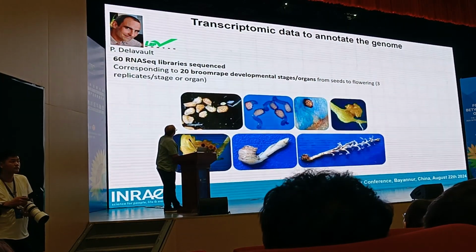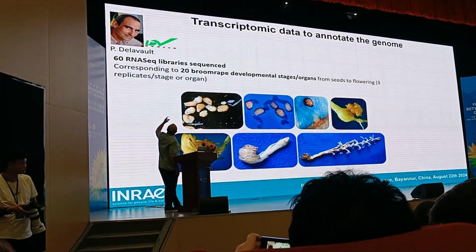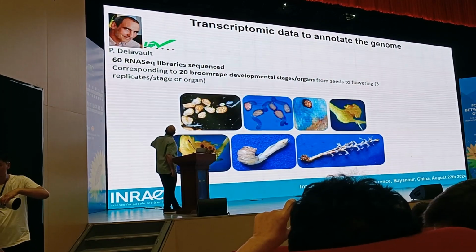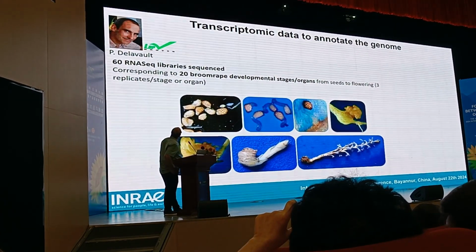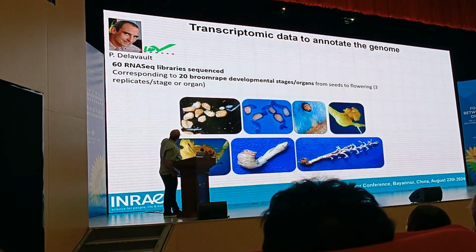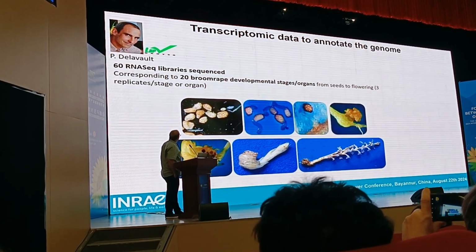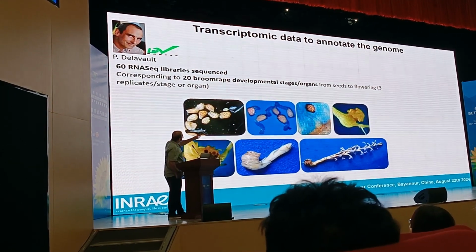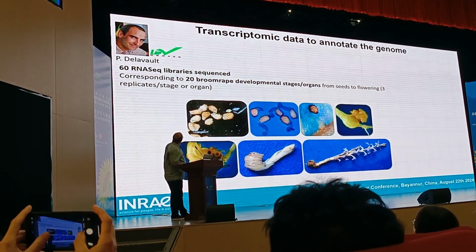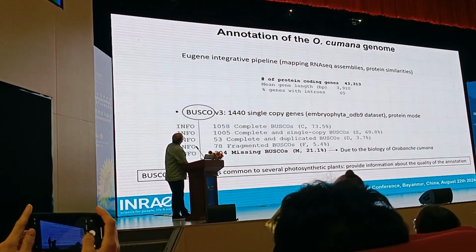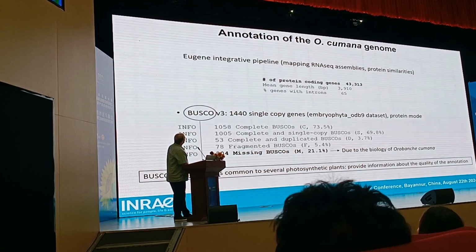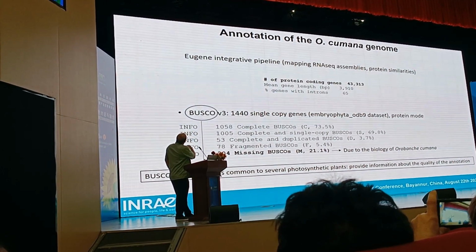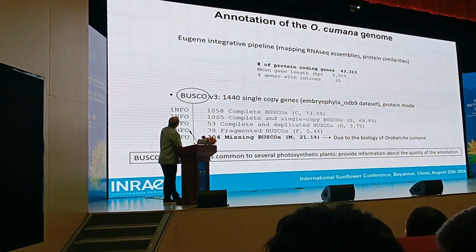We also wanted to annotate the genome, so for that Philippe Delabo from Nantes University produced 60 RNA-seq libraries from 20 different developmental stages, from seed to flowering, and we used this RNA-seq data with the Eugene integrative pipeline.